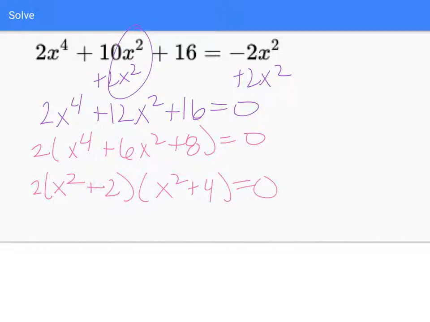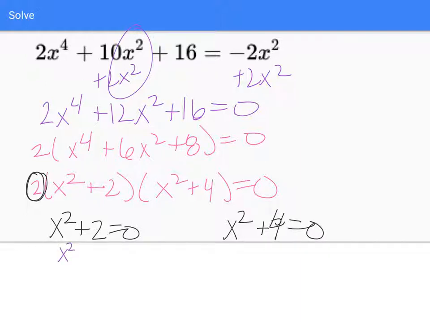And since I'm solving, unlike the very first question from this video, this is being multiplied, but there's no x, so that's not going to give me an answer. So I'm going to do x squared plus 2, x squared plus 4.